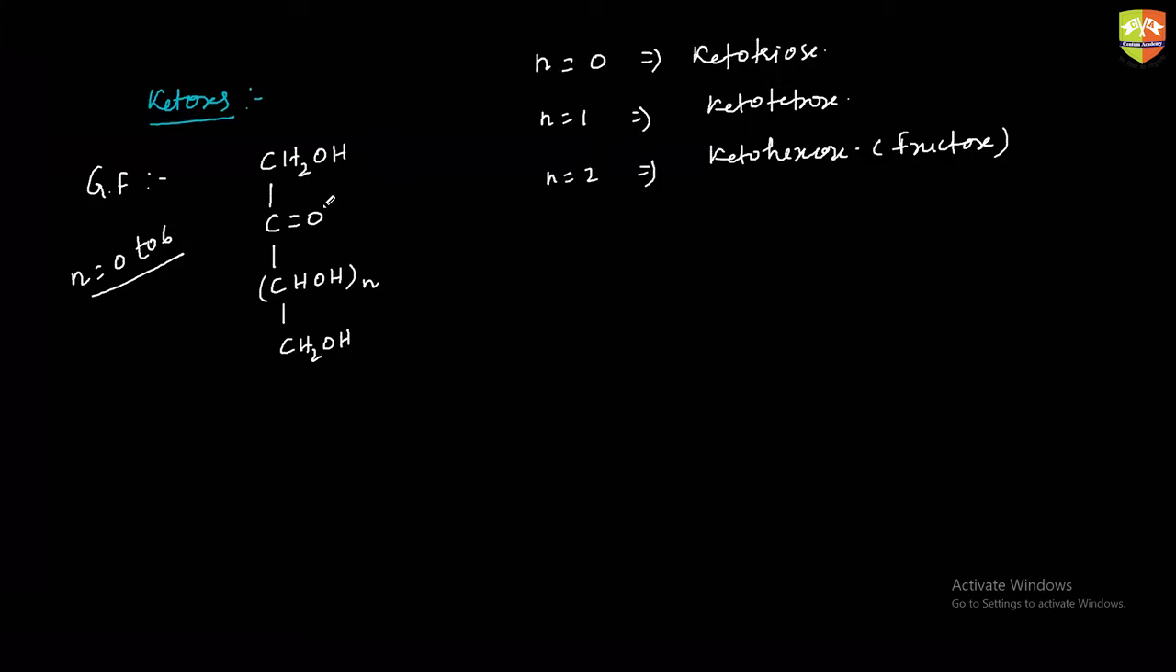For that, Srijan, we need to understand the structure elucidation of glucose. How do we come to know that there are 5 hydroxy groups? That the principal functional group is aldehyde, not ketone, in glucose? For that, we need to understand the structure elucidation. For that again, we have some reactions, so we'll discuss that.